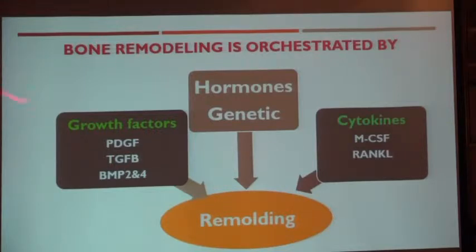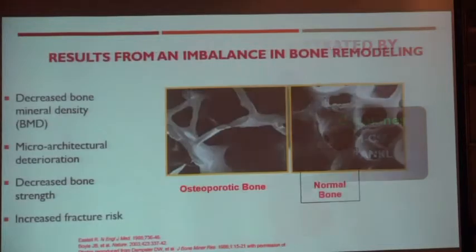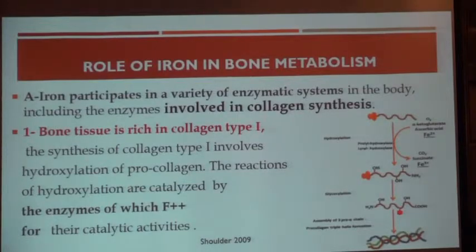In addition to local factors, growth factors, platelet-derived growth factor, bone morphogenic protein 2 and 4, cytokines like macrophage colony stimulating factor, and receptor activator of nuclear factor kappa B ligand. If there is imbalance in the bone remodeling, it will lead to decrease in the bone mineral density, microarchitecture deterioration, decreased bone mass, and increased fracture risk. So, what is the role of iron in the bone metabolism?